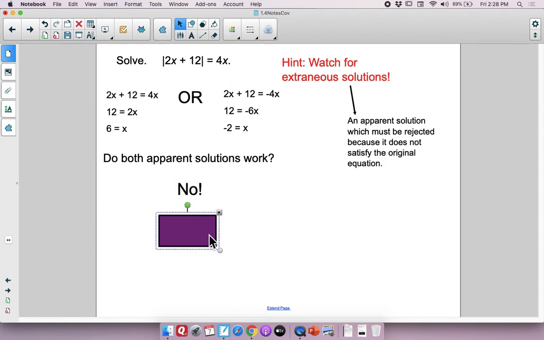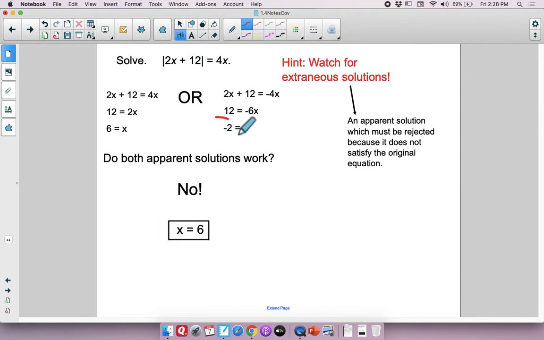So what do we do? We basically get rid of this. You could almost think of it like you might even want to write extraneous, or just cross it off, and then this would be our boxed answer. This is our only solution that works.